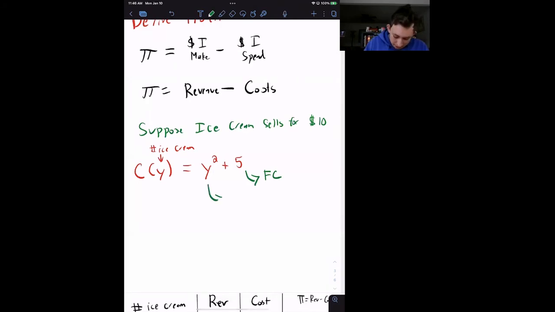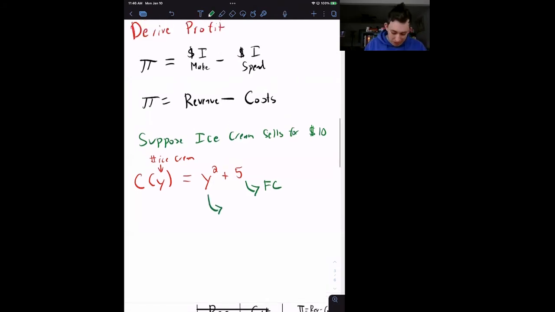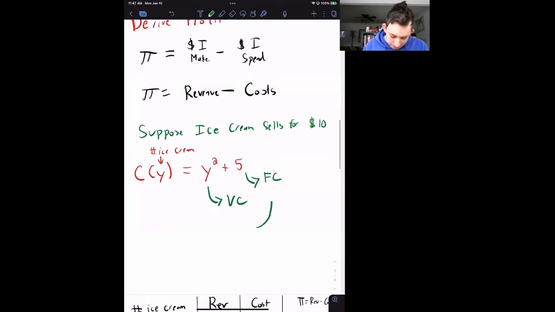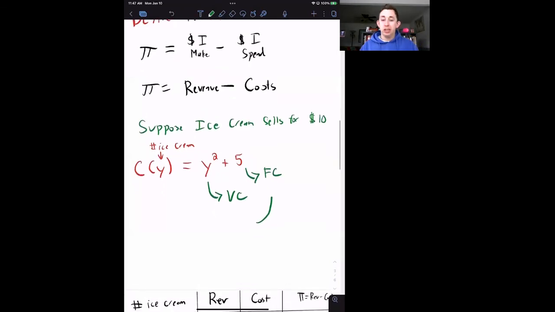Now, this Y squared, this does change with the number of ice cream cones we sell. So we call this a variable cost. It varies with our level of output. So if I sell more ice creams, my variable costs go up. And this is a parabola, which will look something like this. So our costs get higher and higher the more ice cream we sell, which is something we want to be aware of. Now, let's think about the intuitive solution to this problem.